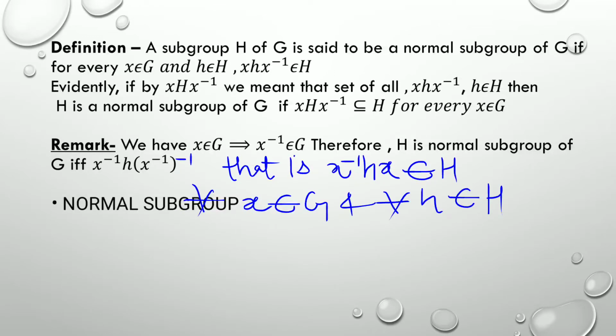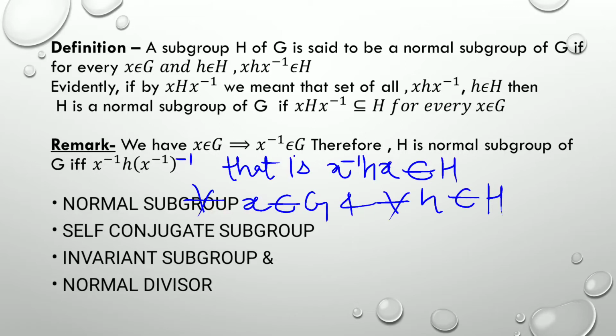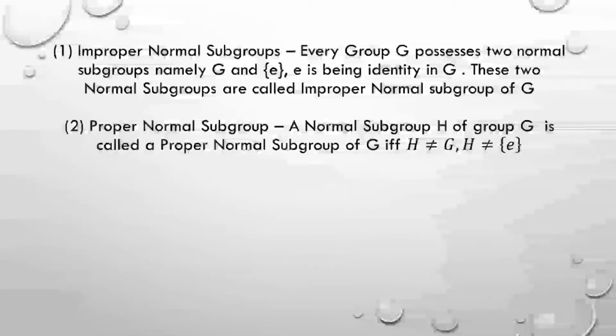Now we can see, normal subgroup, self conjugate subgroup, invariant subgroup, and normal divisor all have the same meaning. Now let us learn some definitions.